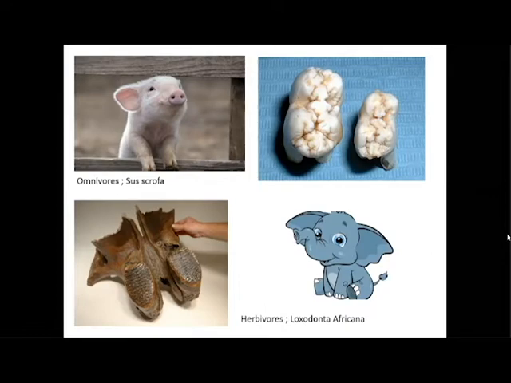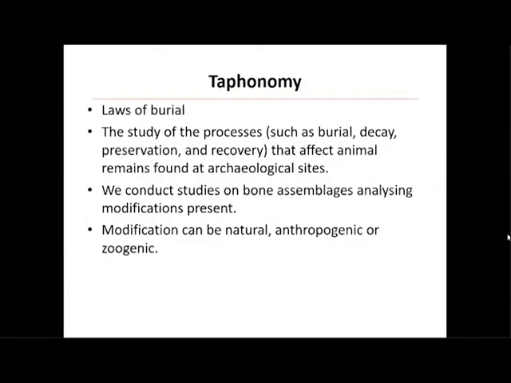We can document that. And then we come to taphonomy, which is what I do. In the basic sense, taphonomy refers to the laws of burial, that is the study of the processes affecting the animal remains from death until recovery when we excavate a site. So we look at the bone modifications after all the identification and quantification. We analyze the surface for any modifications present. The modifications can usually be either natural, anthropogenic, or zoogenic.